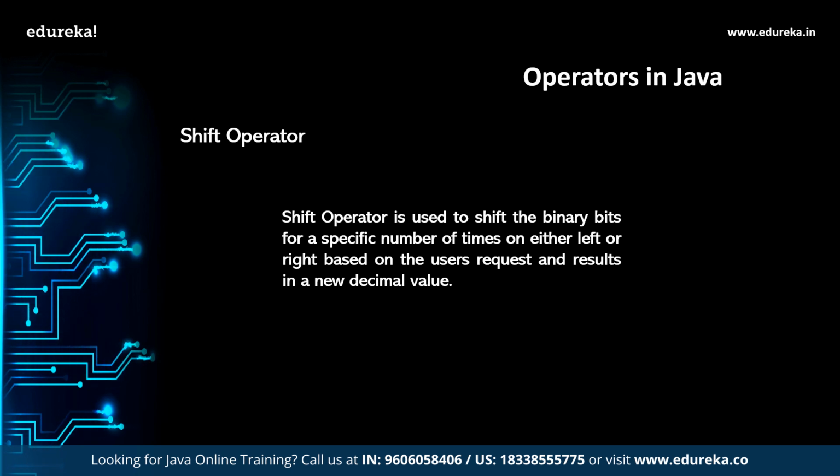Now we shall continue further and understand the next type of operators, that are the shift operators. The shift operator basically converts the decimal number, or whatever the input given, into binary code, and this binary code will be shifted towards right or left based on the number of times the user requests. And after shifting the binary bits, the resultant binary code is converted back into the decimal or the required format, and then the new output will be displayed. So here, to understand shift operators in a better way, let's execute a sample program.